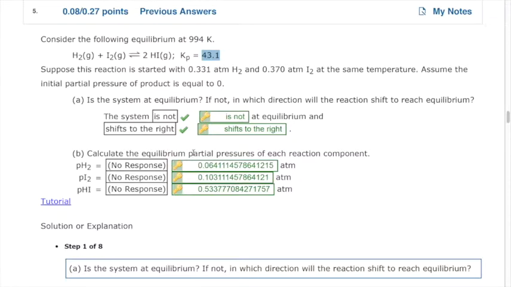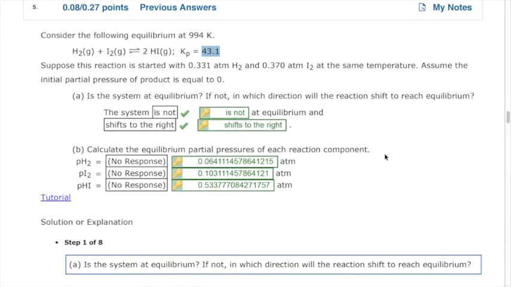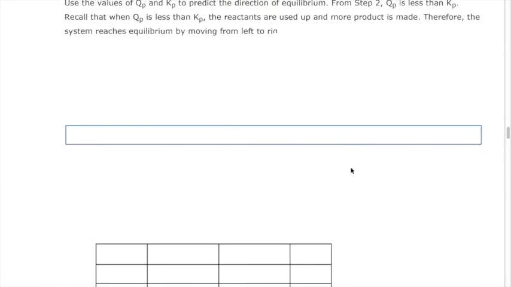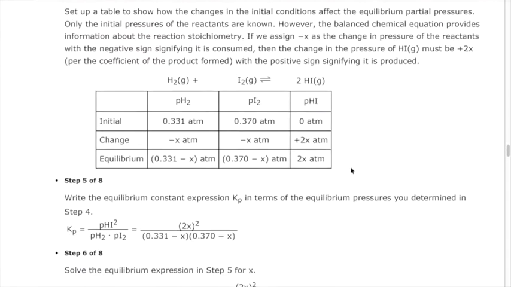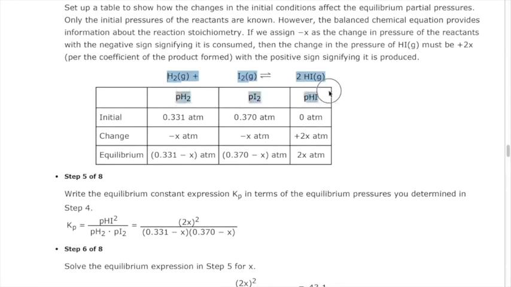B asks us to calculate the equilibrium partial pressures of each reaction component, of each substance. This is a straightforward ICE table problem. We're going to again use the explanation provided here. So this is our balanced reaction equation from above. And they told us in the problem that we start with 0.331 atm H2 and 0.370 atm I2 and 0 product HI. So that's what we put in our initial row.